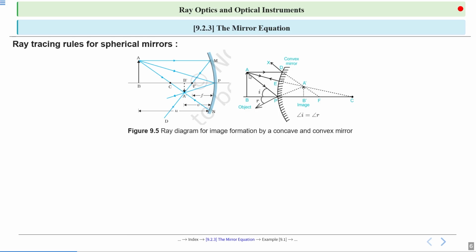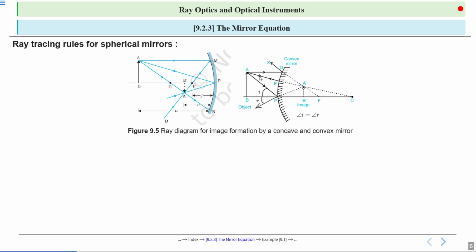Similarly, in the convex mirror, a ray that is falling on the pole is reflected according to the laws of reflection, that is i is equal to r. Incidence angle is equal to angle of reflection. Now, the ray that is passing through this C, center of curvature, retraces its path. So it will directly reverse its path. It is coming through C and falling on the mirror and exactly returning on the same path, retracing its path.